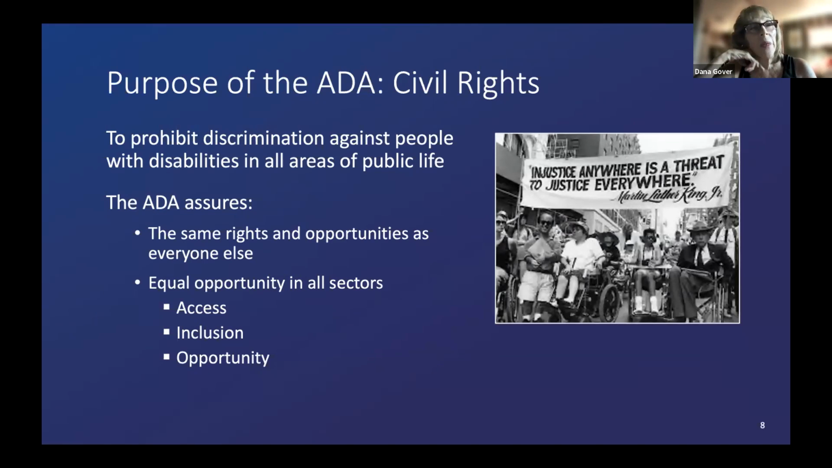So what is the purpose of the ADA? Well, as I said before, it's a civil rights law, and it prohibits discrimination against people with disabilities in all areas of public life. The ADA assures that we have the same rights and opportunities as everyone else. It doesn't give us a special right, it just gives us an equal playing field to have the same rights and opportunities. And it includes opportunities in all sectors of access, inclusion, and opportunity.